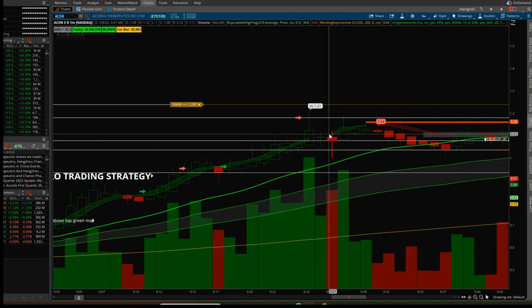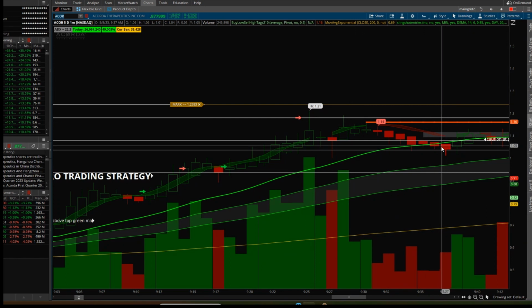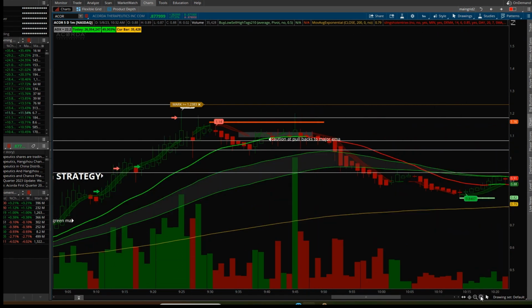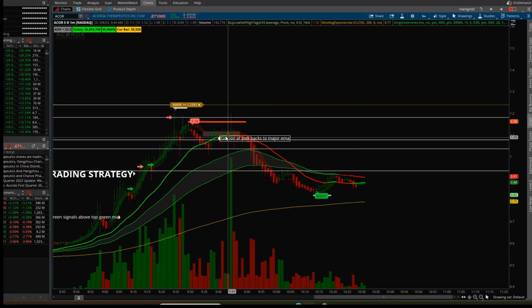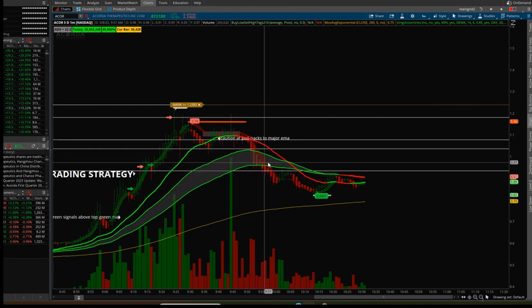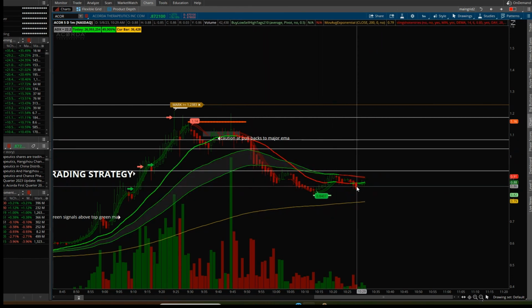And now what is it doing? This is a main target. This is a daily target. Once it hit that, it sold down into the moving averages. Let's zoom out and see what it's doing now. Came down into the first moving average, the second moving average, and it's below. So I don't know if it's really going to do much at this point.